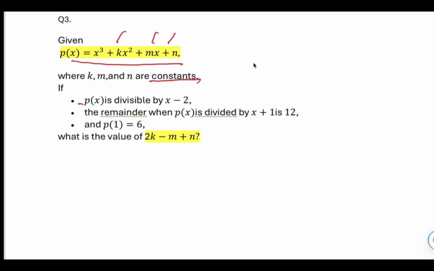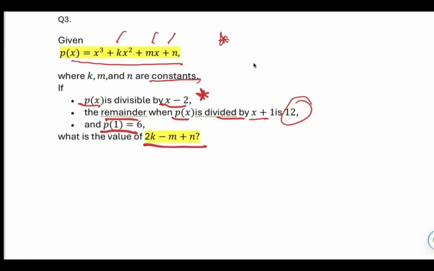They said this polynomial P of X is divisible by X minus 2. You have to understand what this means. The remainder when P of X is divided by X plus 1 is 12. You have to understand what that means too. This function, I know you know, P of 1 is equal to 6. And they want you to find this. This is the key. Write this down if you don't know.